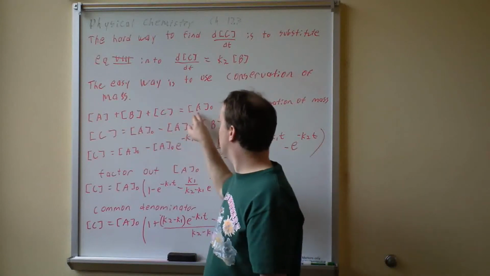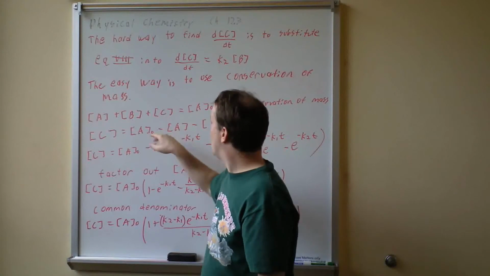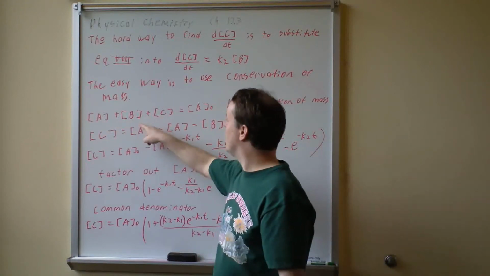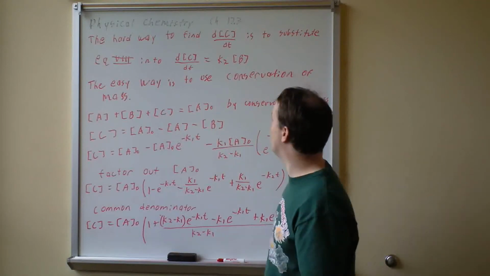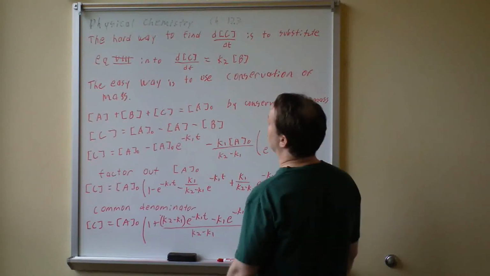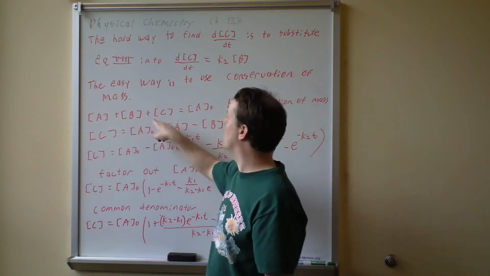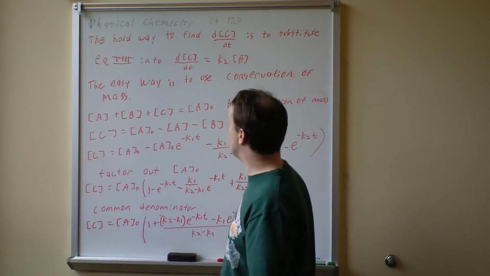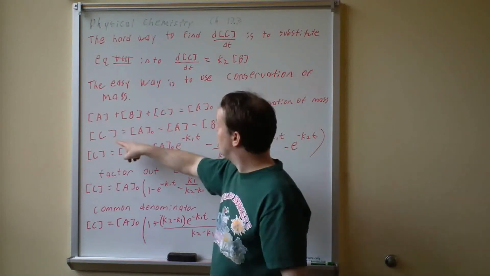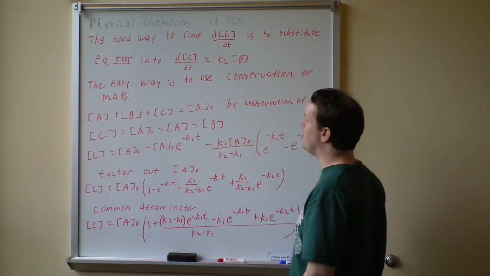We know, since we started out with only A naught, and B naught and C naught were 0, the amount of substance, A plus B plus C, is equal to the initial amount of substance we had, A naught. Since the stoichiometric ratios here are 1 to 1 to 1, we're not going to worry about lowercase a, b, c. So to solve for the concentration of C, we just get A naught minus A minus B.